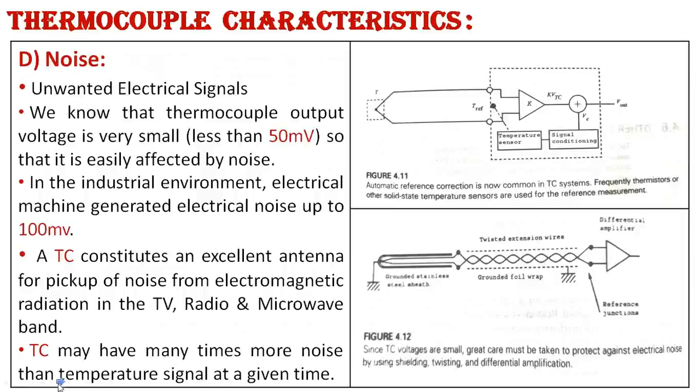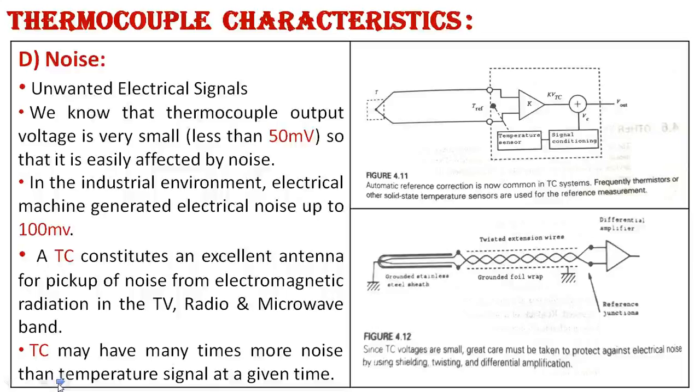Next characteristic is noise, that is, unwanted electrical signals. We know that thermocouple output voltage is very small, less than 50 millivolt, so it is easily affected by noise. In the industrial environment, electrical machines generate electrical noise up to 100 millivolts. So a thermocouple constitutes an excellent antenna to pick up noise from electromagnetic radiation in the TV, radio and microwave band. So a thermocouple may have many times more noise than temperature signal at a given time.